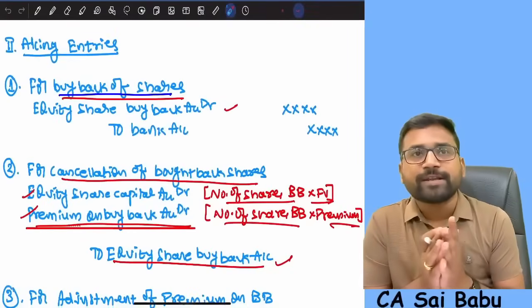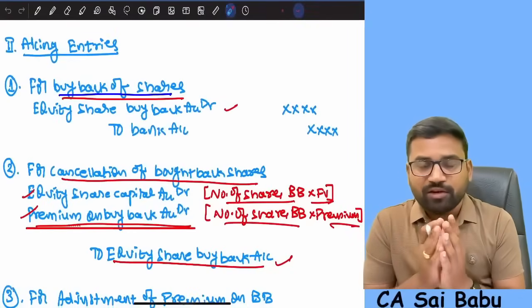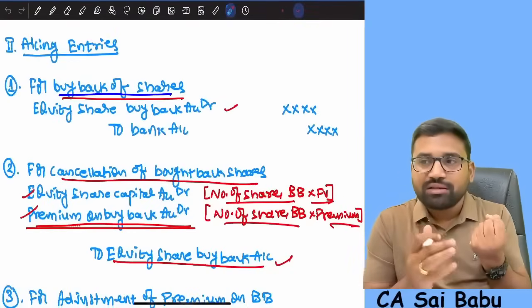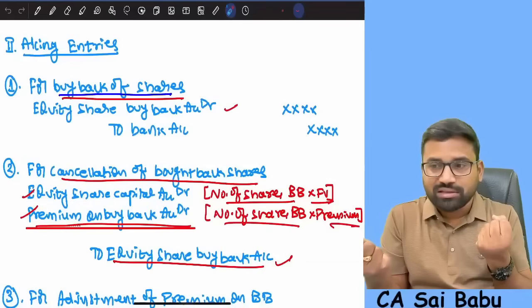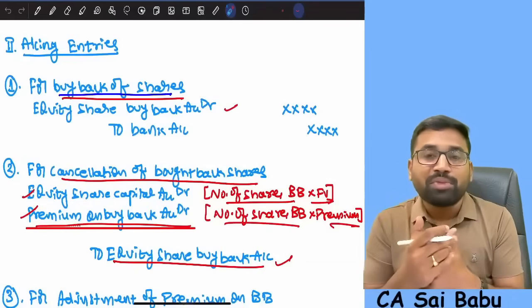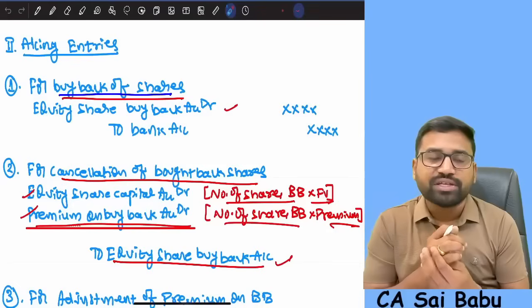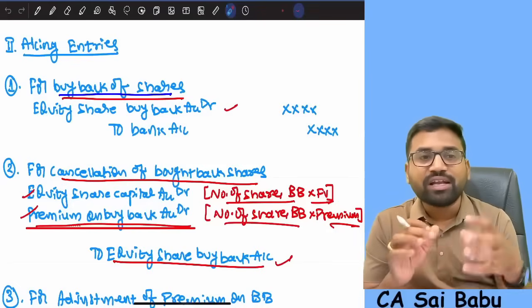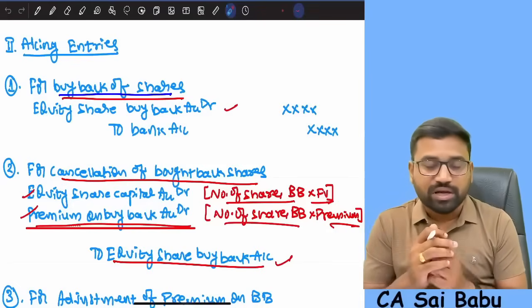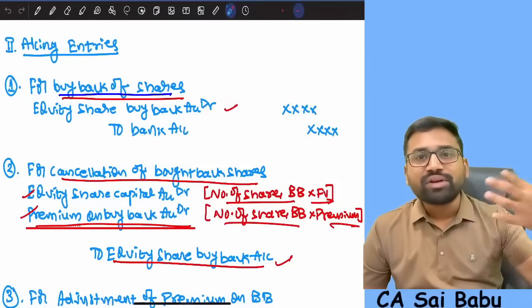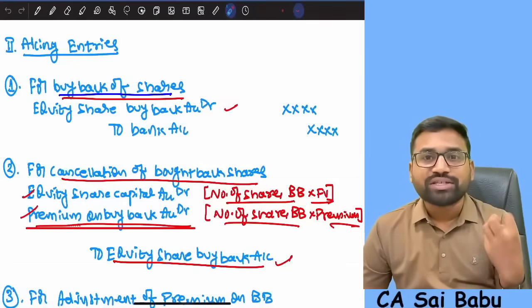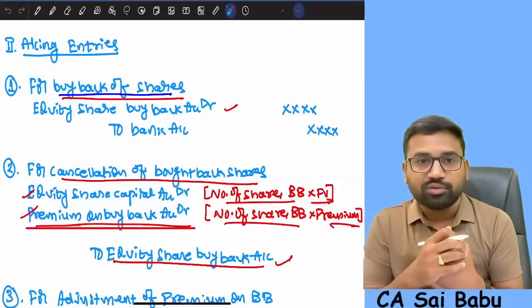And then accounting entries. Whenever there is a buyback of securities, first the buyback, then the shares bought back will be cancelled. Then whatever the premium on buyback is, that will be adjusted against free reserves or securities premium. And finally transfer to CRR. These 4 entries will come. First, buyback. Whenever there is a buyback, what is the entry? Equity share buyback account debit to cash or bank account.